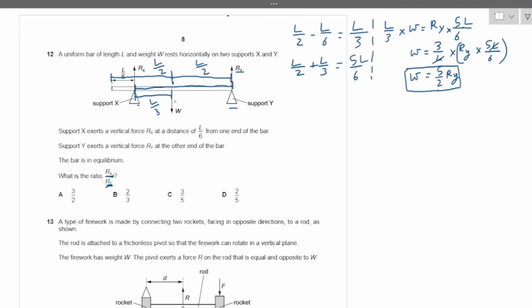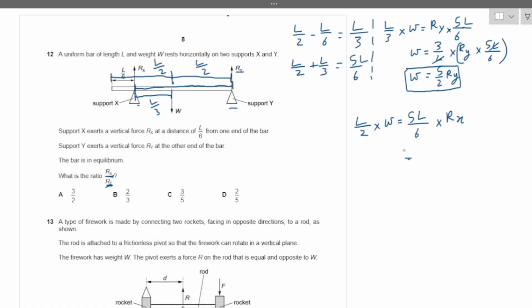W we know is acting at a distance of half of the length. That means the moment would be L/2 into W. At what distance is Rx acting? That would be L/2 plus L/3, which is 5L/6, multiplied with Rx.